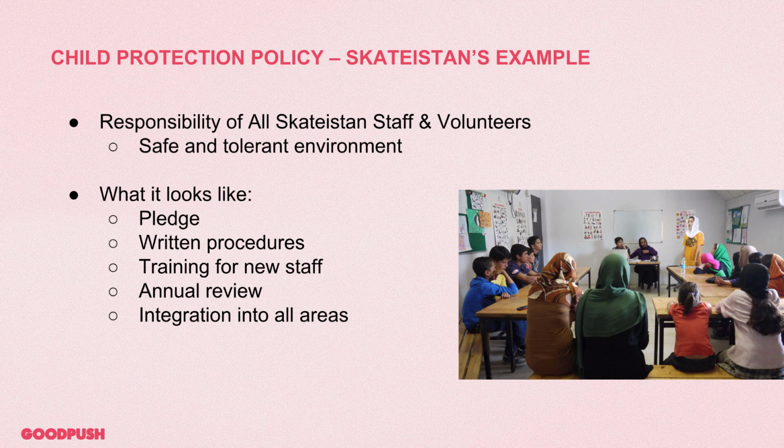Anyone that joins Skateistan also signs a pledge that states that they will be following certain principles for child protection. And on the reverse side, all the students that join Skateistan also sign a pledge, which makes them aware of their rights and what they can expect when they are part of Skateistan's programs. And we also just integrate child protection into all areas of what we're doing. So for example, when we make partnerships with maybe another school or another nonprofit, that partner will sign our child protection policy, and similarly, we will ensure that they have a child protection policy, and we will agree to theirs as well.